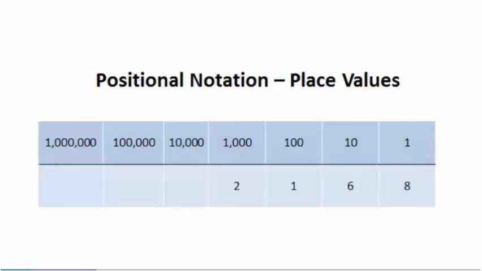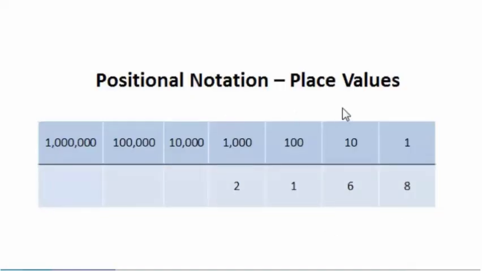You can see that we have the number 2 in the 1000s place, so we have 2 1000s. We have a 1 in the hundreds place for 100. We have 6 in the tens place for 60. And we have 8 in the ones place for 8. So effectively, we have 2 1000s, 1 100, 6 tens for 60, and 8 ones for 8.